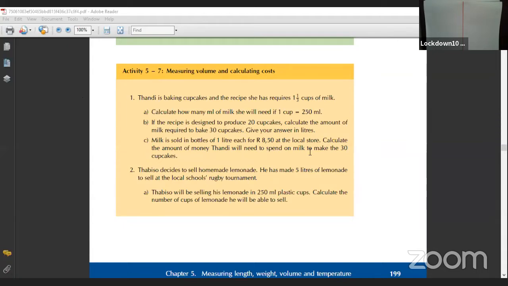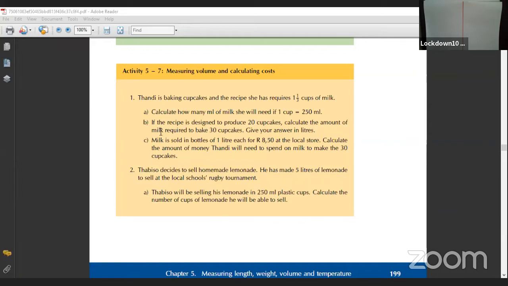Okay, so I have a question here. We have been looking at volume, guys. If you're not paying attention to the lesson we have been doing, this is the last time we'll be looking at this. I just want to look at this question, then we jump on to measuring temperature and the last chapter of our topic on measurement of physical quantities.